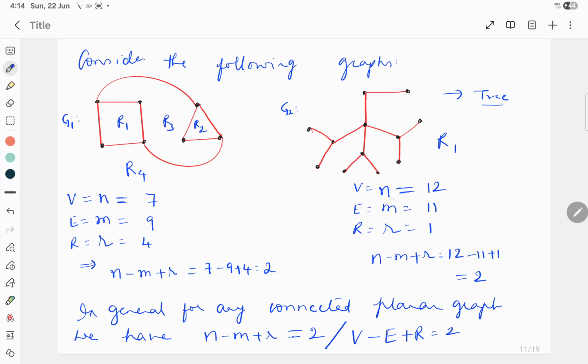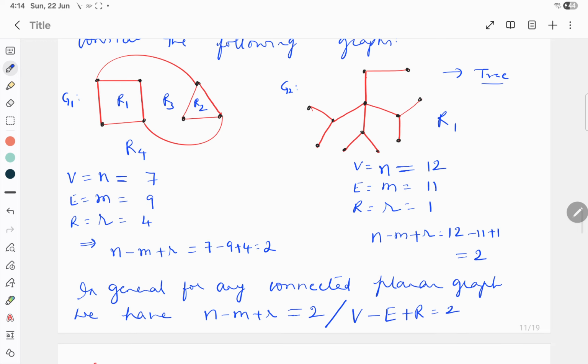So the number of vertices here is n equal to 12. 1, 2, 3, 4, 5, 6, 7, 8, 9, 10, 11, 12. Obviously, since it is a tree, the number of edges m will be n minus 1, that is 11. And the number of regions r is equal to 1. So n minus m plus r is equal to 12 minus 11 plus 1, which is equal to 2. So in general, for any connected planar graph, we have n minus m plus r is equal to 2, or vertices minus edges plus regions is equal to 2.